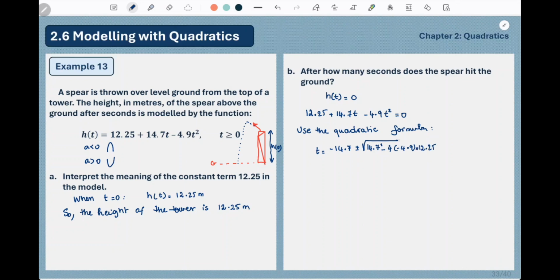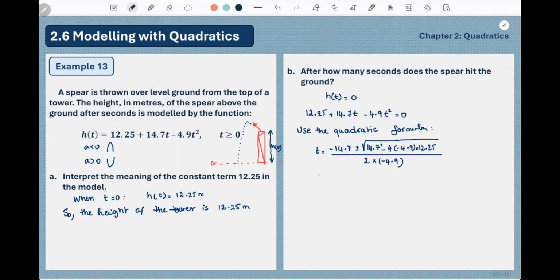The order here is a bit the other way around, because normally we have t squared, t, and then the constant c. But it doesn't matter. If you're more comfortable flipping it, it's fine. Then over 2a. So a again is minus 4.9. And this is the quadratic formula.